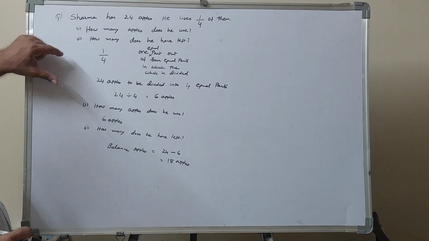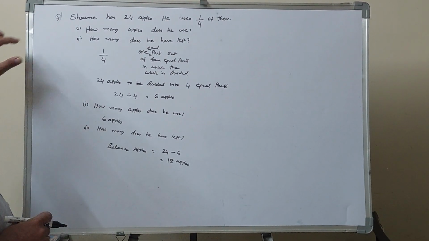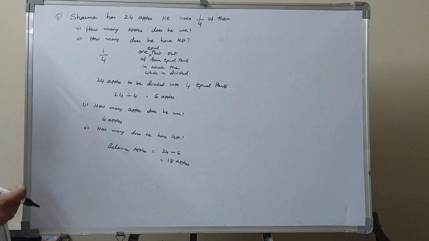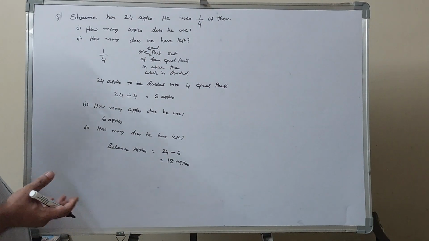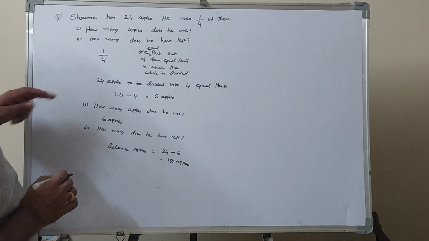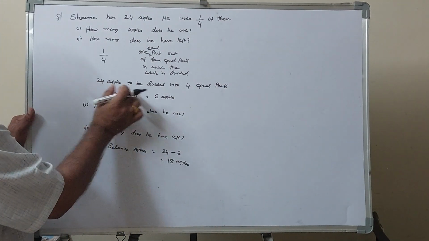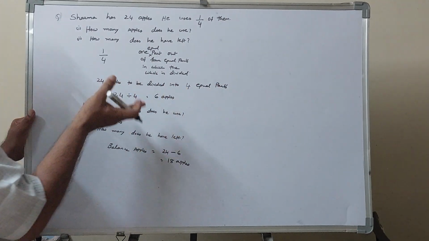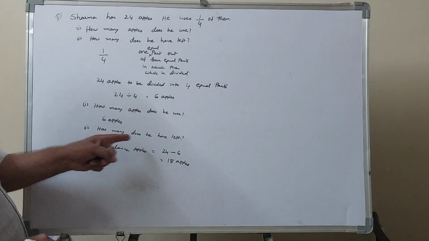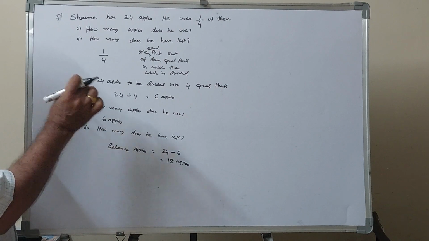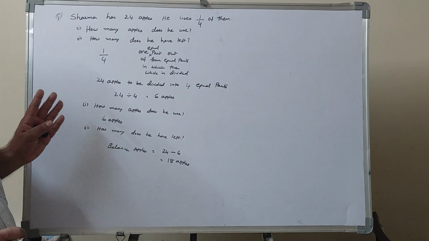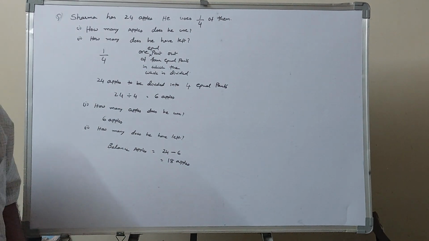This is the way the working problem should be solved. Sharma has 24 apples. He uses 1 by 4 of them. How many apples does he use? How many does he have left? 1 by 4 means 1 equal part out of 4 equal parts in which the whole is divided. So whole is 24 apples. 24 apples divided into 4 equal parts gives 6 apples. So 6 apples used. How many left? 24 minus 6 is equal to 18 apples. So this is the way you can solve the questions as per the question given. Okay?